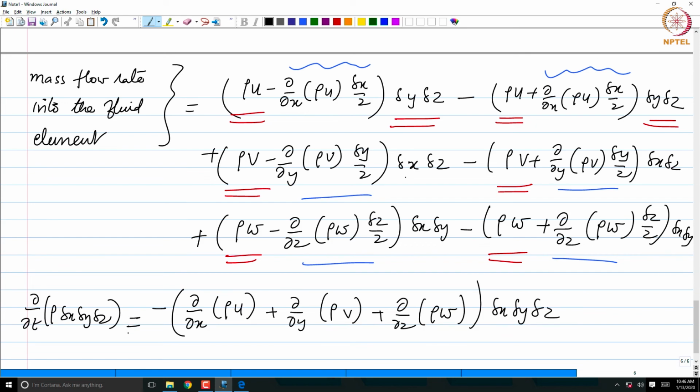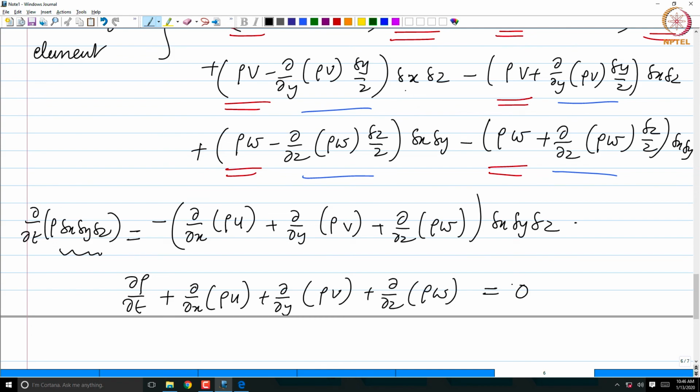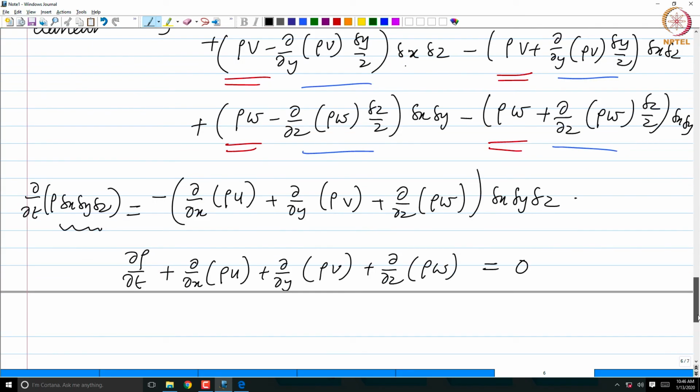Now this is an equals here. I would send this to the left hand side, and also get rid of the delta x delta y delta z, assuming that the fluid element is not changing its size with time, and cancel these two terms. So what we end up with is partial rho partial t plus partial x of rho u plus partial y of rho v plus partial z of rho w equals 0. So that is the conservation of mass.